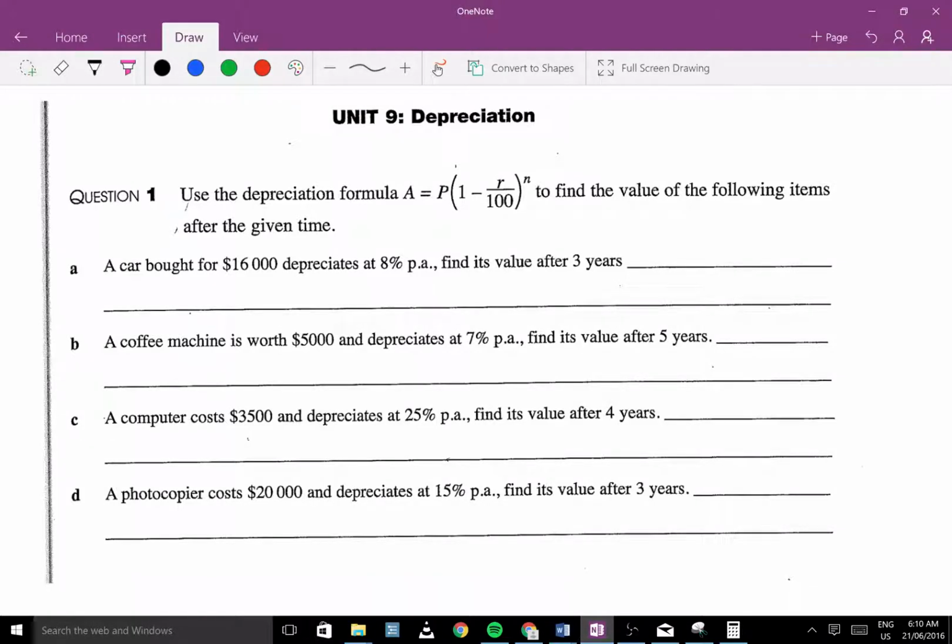Okay, and usually it follows this formula: A equals P times (1 minus R over 100) to the power of n, which looks a lot like the compound interest formula, except instead of a plus for the value of something going up, we've got a minus instead because the value is going down. Okay? So our job is to find all these elements, plug them into the formula, put that into the calculator, and we're done.